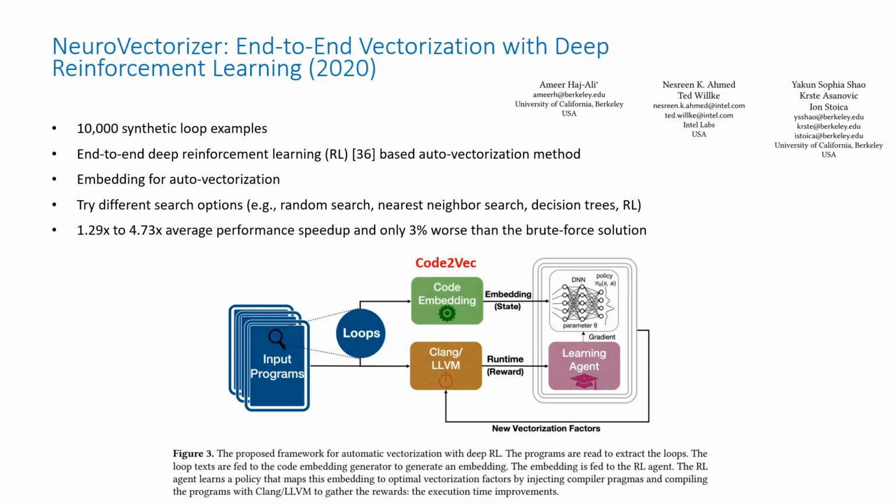In this paper, they use reinforcement learning to do vectorization, and this is a collaboration from UC Berkeley and Intel. And you can see the basic idea here in this diagram, in which they have an input program which they compile in Clang LLVM, and from that they get the reward for the agent. And then as an observation for the agent, they extract the loops, use code2vec, and get the embedding to the agent. So they achieve a speedup of between 1.9x to 4.73x on average, and only 3% worse than brute force solution.